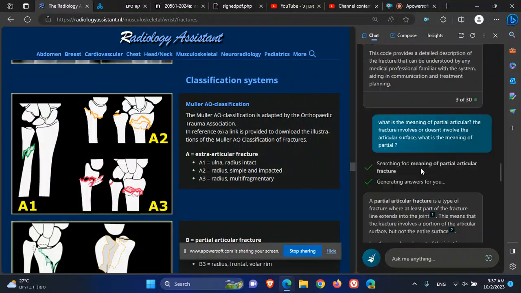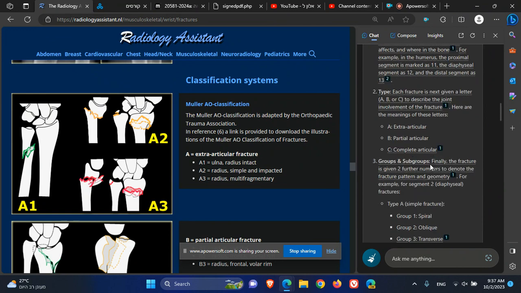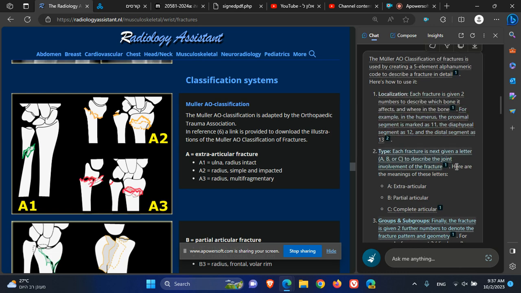Okay, so the purpose is to learn about the Muller AO classification. The classification is a classification of fractures. For each fracture, there is a label it gives. The classification is based on three things. One is the localization of the fracture. There are two numbers to describe the place of the fracture.